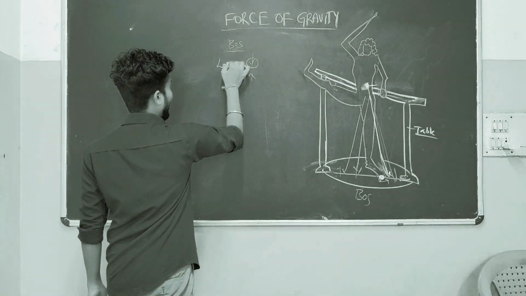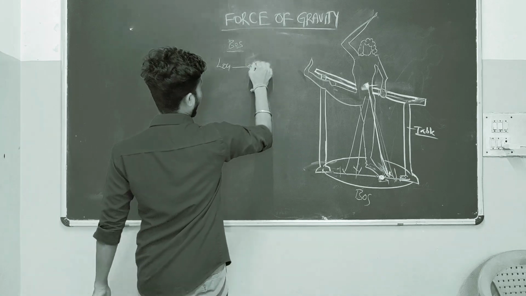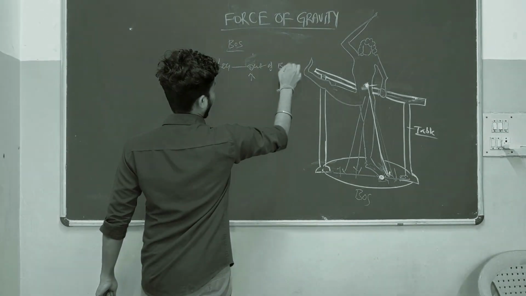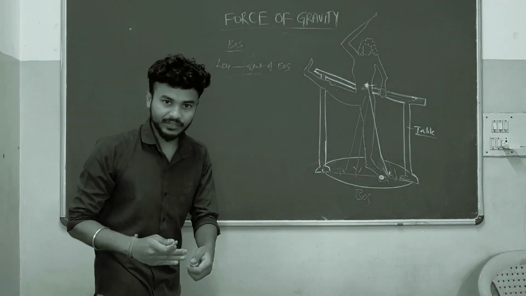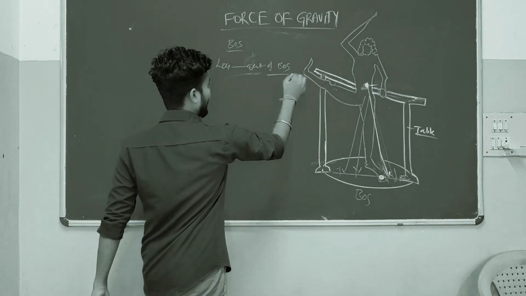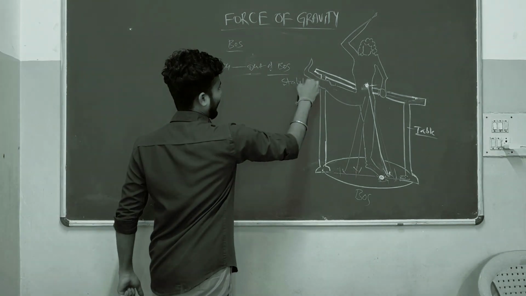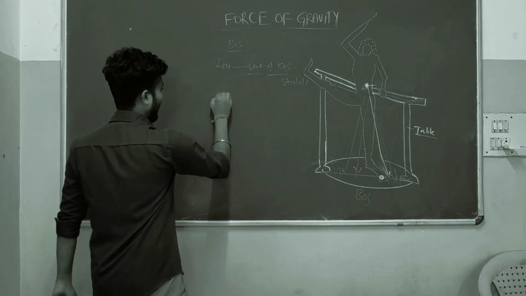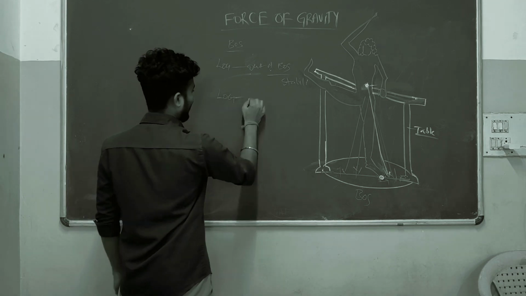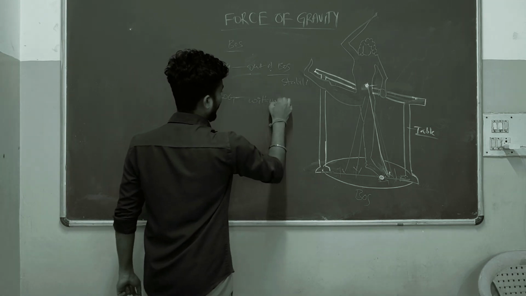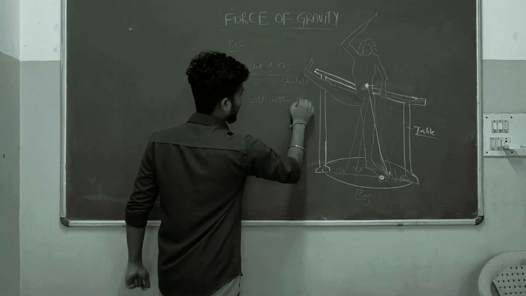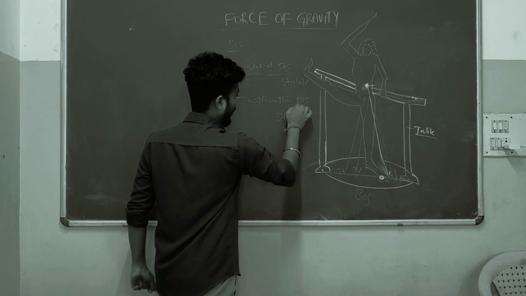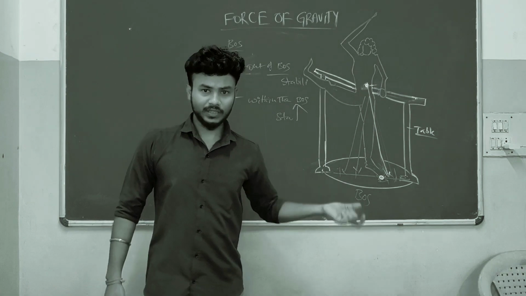If the line of gravity is inside the base of support, the stability will be more. So the only point is the line of gravity out of BOS. If the line of gravity is out of BOS, then there is no stability or less stability. If the line of gravity is within the base of support, then stability will be more. That's it.